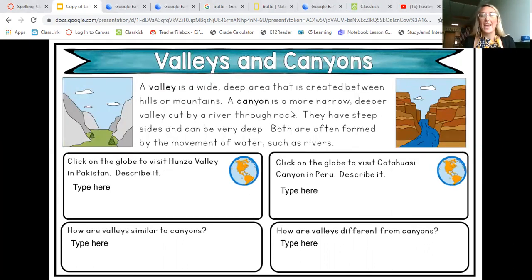Today we're going to look at valleys and canyons. A valley is a wide, deep area that is created between hills or mountains. A canyon is a more narrow, deeper valley cut by a river through rock. They have steep sides and can be very deep. Both are often formed by the movement of water, such as rivers. Now let's look at the Hunza Valley in Pakistan.